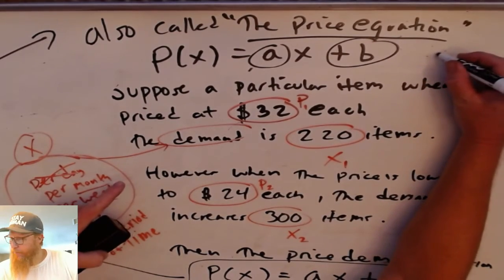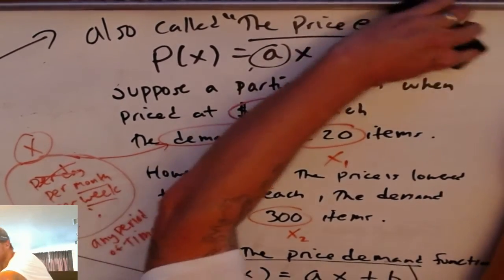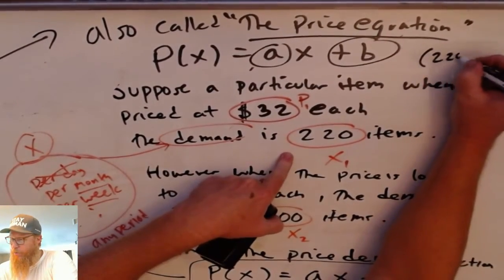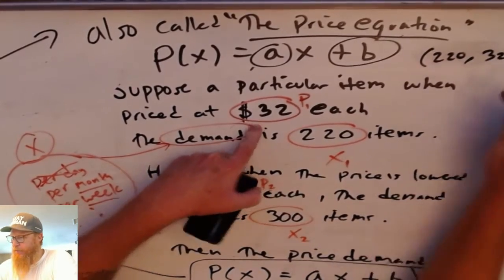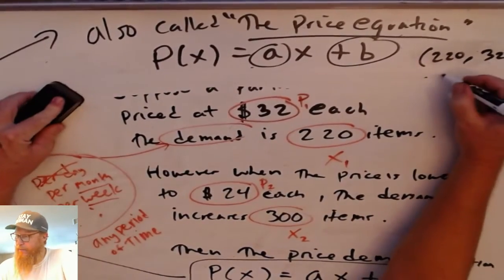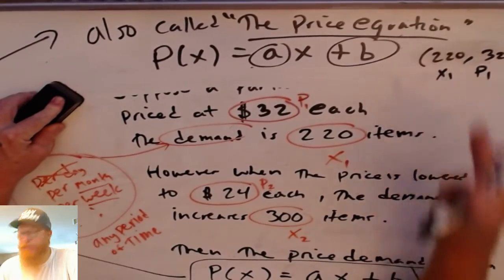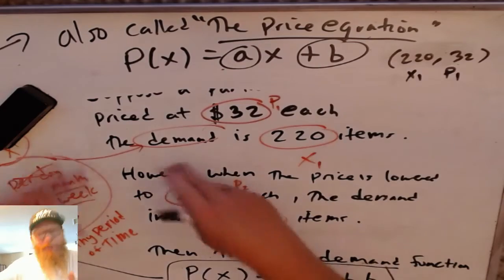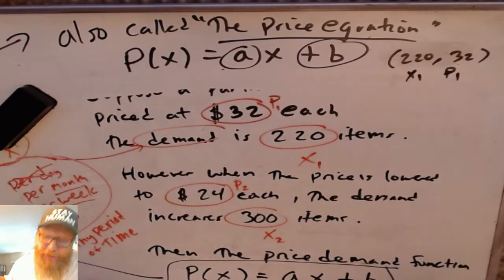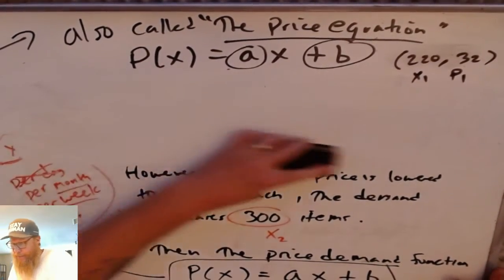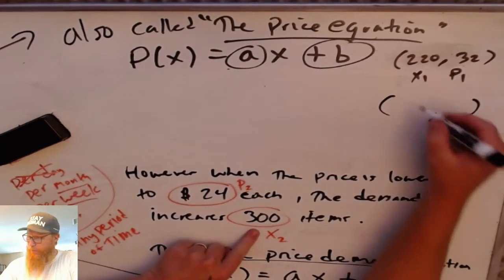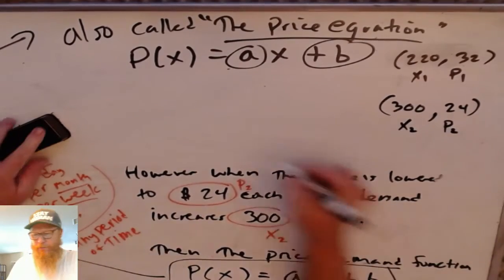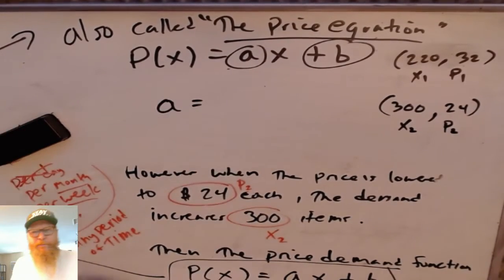So I got 32, excuse me, I got to put it in the right order. So P is acting like Y, right? So I've got 220 and then 32. That's going to be my X1, P1. If that bothers you, you certainly are allowed to use X and Y, and then when you're done, just remember that Y is actually P. All right, and then what's my other point? My other point is 300 and then 24. That's X2, P2.